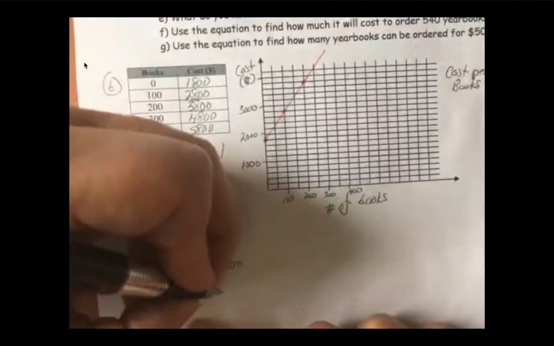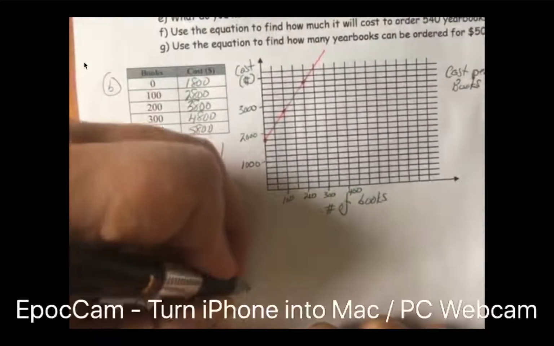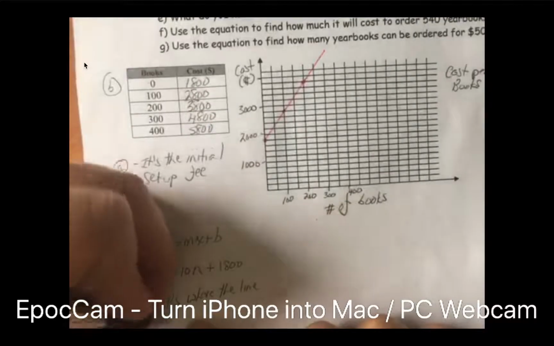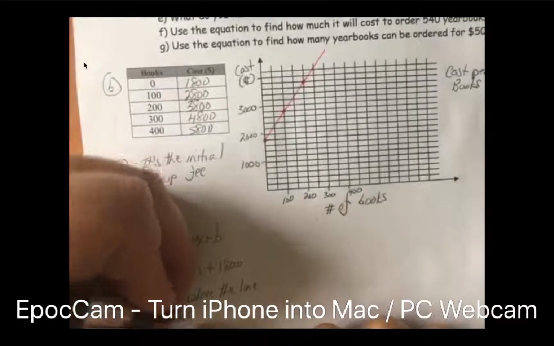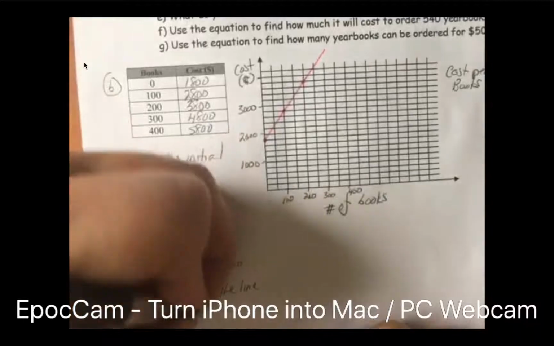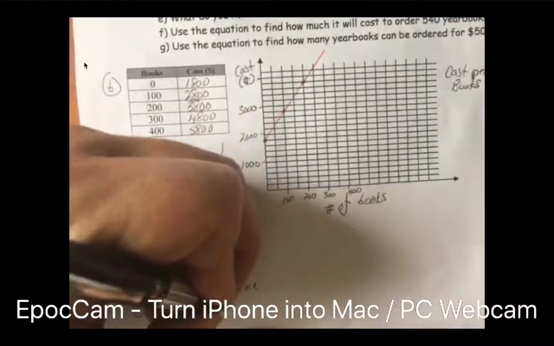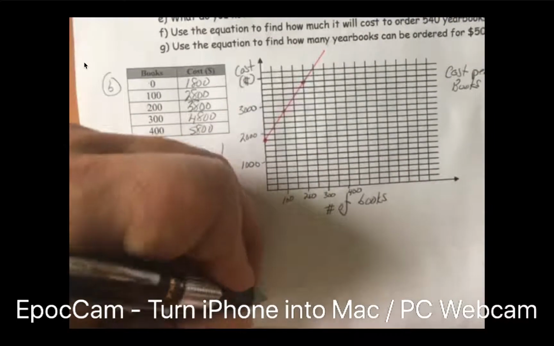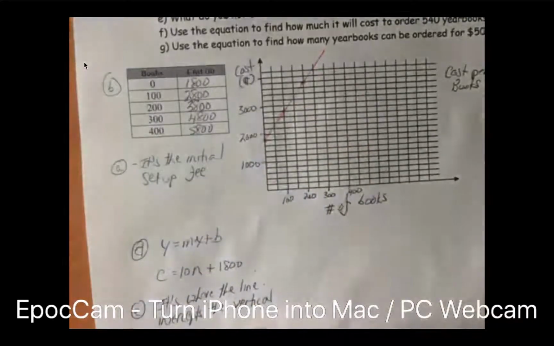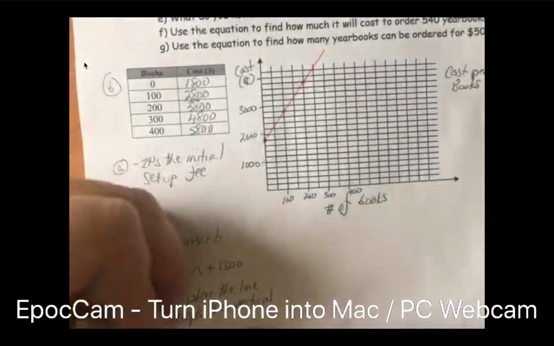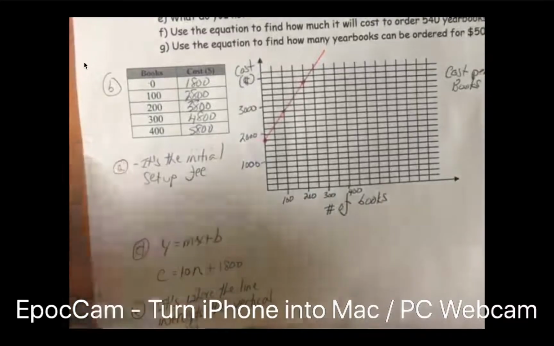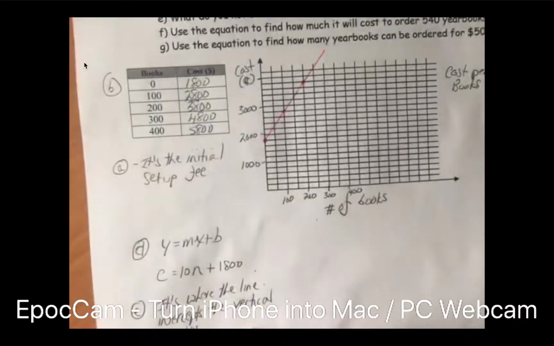It's where the line intercepts. To intercept means to cross. I'm going to say the vertical axis. Let's just be a little more general. So it's where the line intercepts the vertical axis. That's E. F.